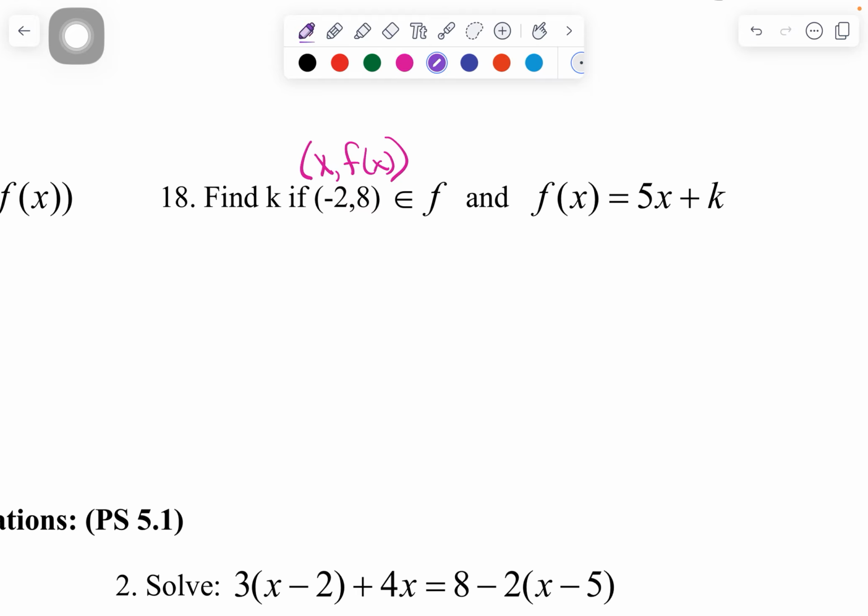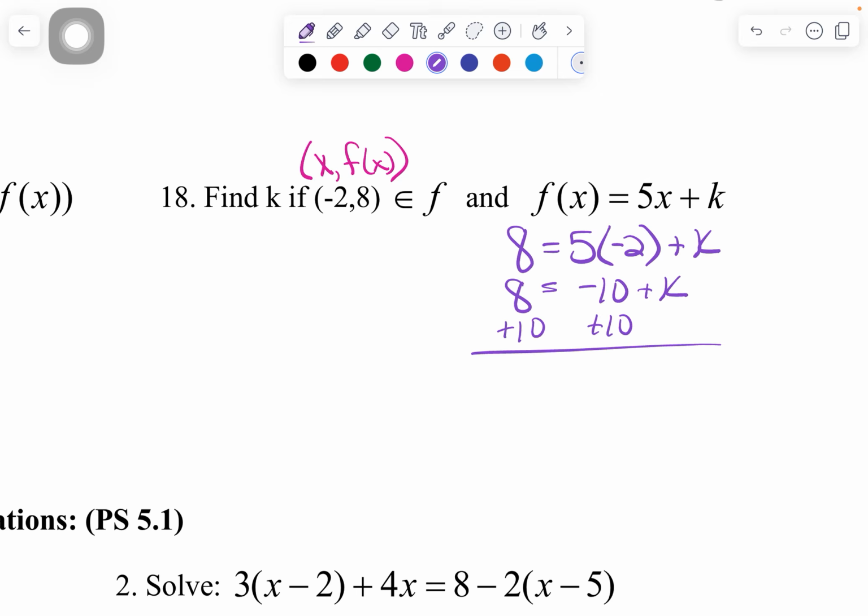So let's see what we got here. f of x is 8. 5 times x, which is negative 2, plus k. So 8 is equal to negative 10 plus k. We're going to add 10 to both sides. And I'm getting k is equal to 18.